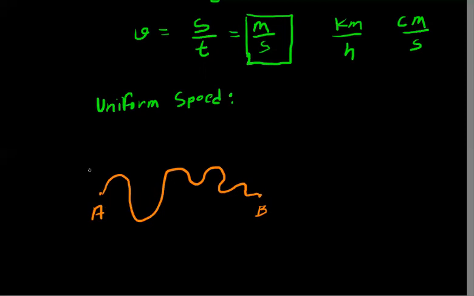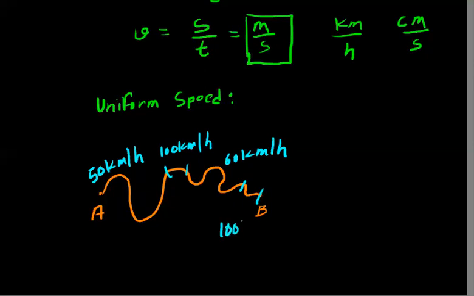The speed of the car over here is 50 kilometers per hour. From here to here, the speed of the car is say 100 kilometers per hour. Say from here all the way up to here, the speed of the car is 60 kilometers per hour. And from here up to the end point, the speed of the car is again 100 kilometers per hour.